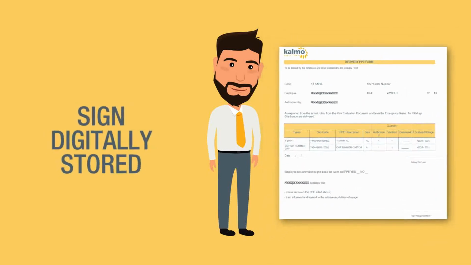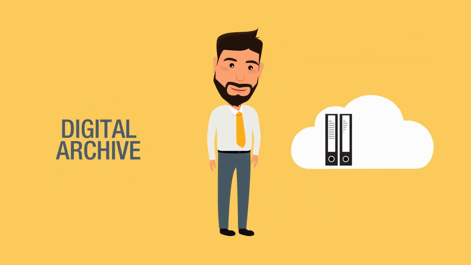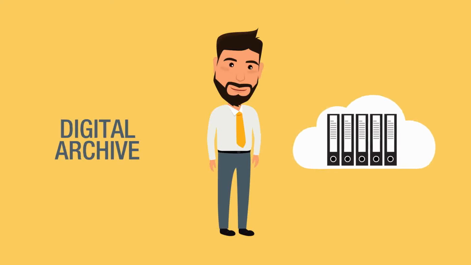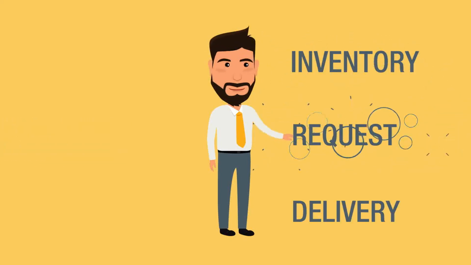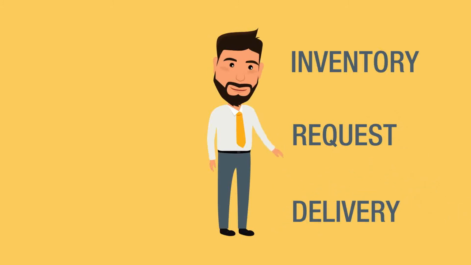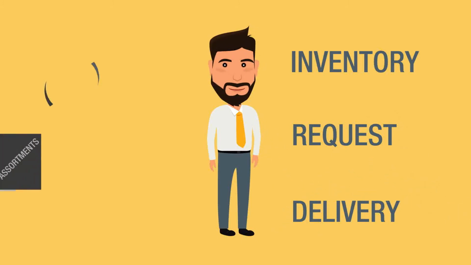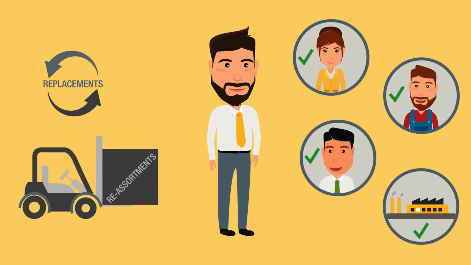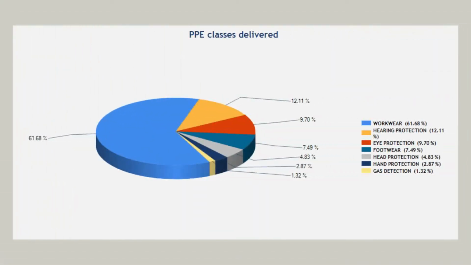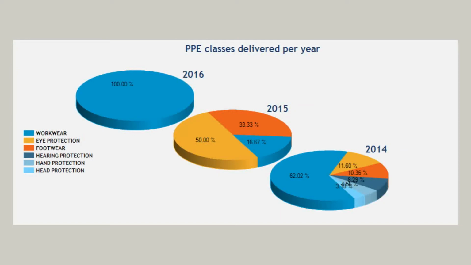Thus, Paolo has access to the archive so as to quickly retrieve at any time the documentation in case of inspections. Thanks to Kalmo, Paolo needs only check the inventory of devices in the warehouse, the relevant requests and deliveries, managing to timely arrange for any replacements and reassortments, so as to ensure at all times the protection of workers and the company's safety. Thanks to the reports, he can monitor the delivery status of the PPE and is sure he is acting in full compliance with legislation and has minimized the risks of workplace accidents.